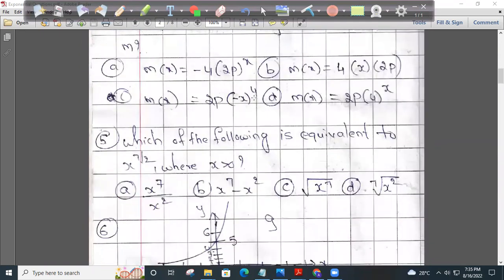Now do this first question. Let us see, x power 7 by 2. Which of the following is equivalent to x power 7 by 2 where x is greater than 0?